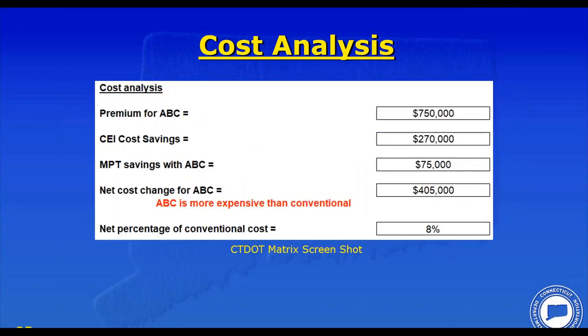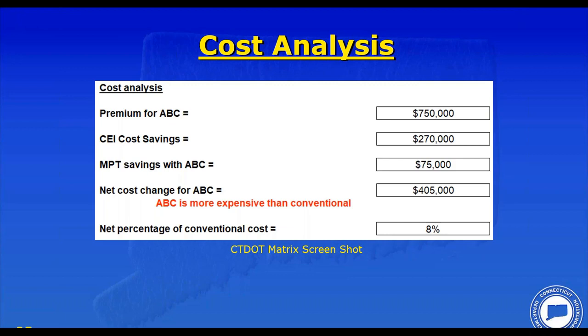Let's look at the cost analysis conclusion. The premium for ABC was $750,000. The savings with construction engineering and inspection was only $270,000. The traffic management with ABC, $75,000. Therefore, the net cost, ABC is $400,000 more expensive than conventional construction. So it's an 8% increase in construction cost to go to ABC.